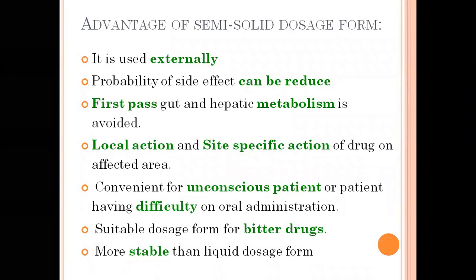The advantages of semi-solid dosage forms over all the other dosage forms: first of all, one thing we have to keep in mind is that we are applying it to an area which is already inflamed, affected, or infected. So you're directly applying it to that local area.